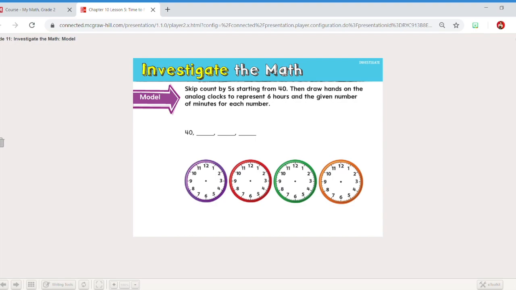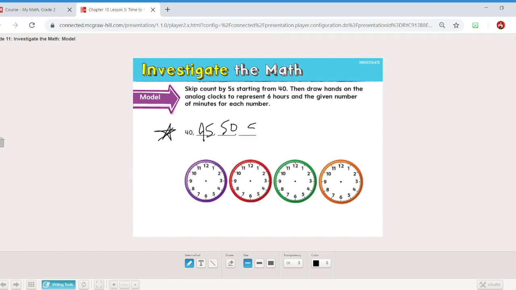It says skip count by fives starting from 40. Then draw hands on the analog clocks to represent 6 hours and the given number of minutes for each number. That's a lot of information. So let's just start with skip counting by 5 starting at 40. It's good to have that skill and to practice skip counting, especially by fives. So we have 40, 45, 50, 55. So these are our minutes.